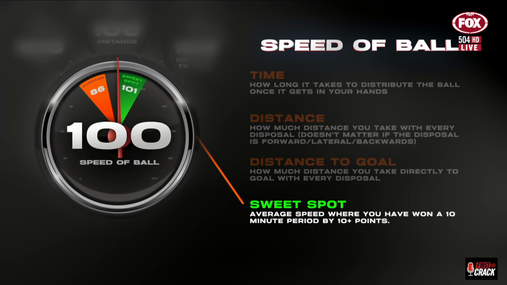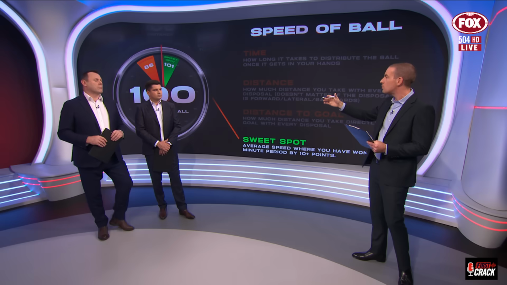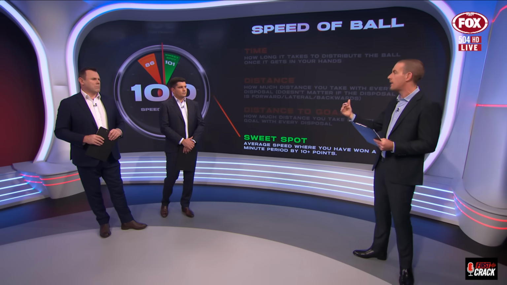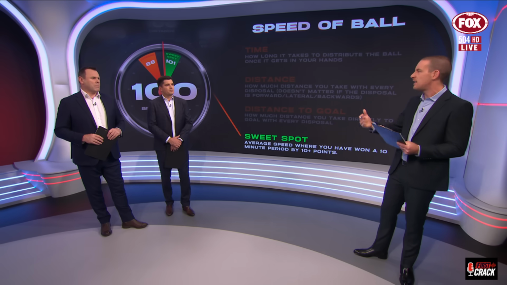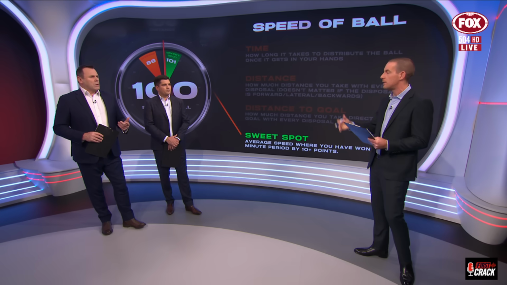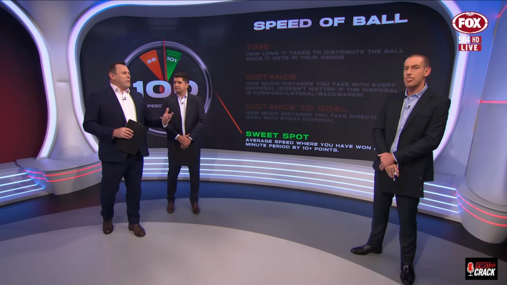Yeah, so the pressure rating takes into account 5 key elements. The speed of ball takes into account 3 key elements, and that gets you to this graphic here where you can see AFL average being 100. So if you're going at about 120 or over, you can assume that you're playing a really high speed, high octane game. Anything under 80, you're going relatively pretty slow compared to AFL average. So that's the how and that's the numbers.